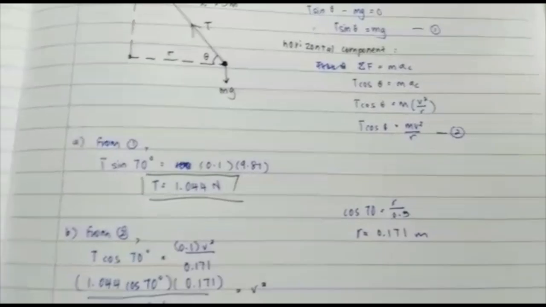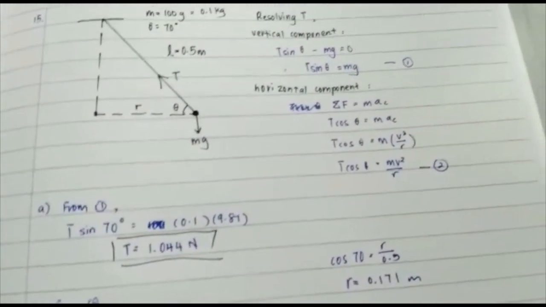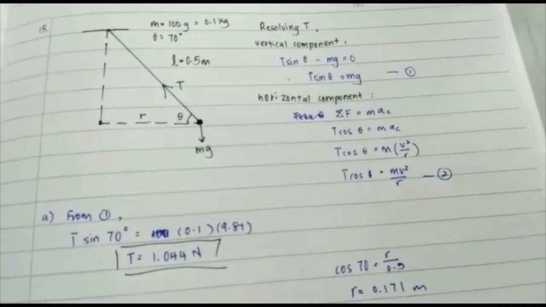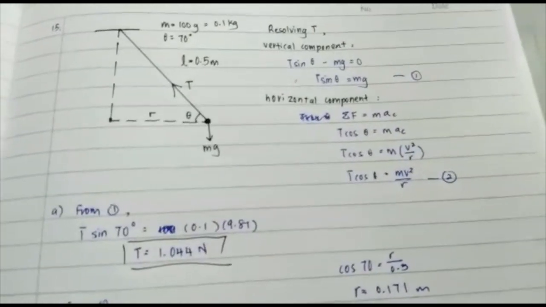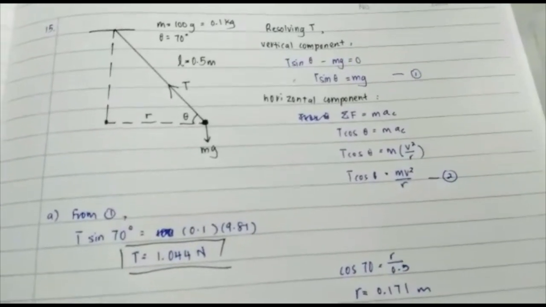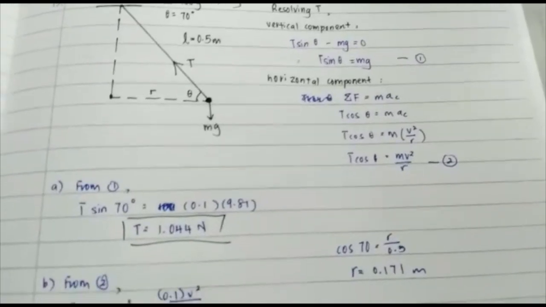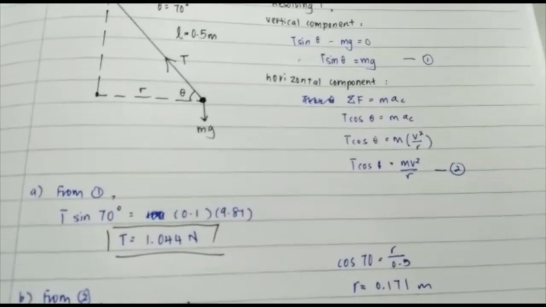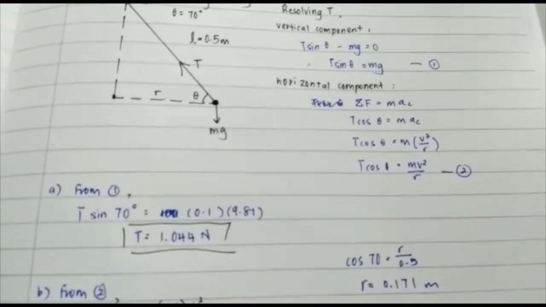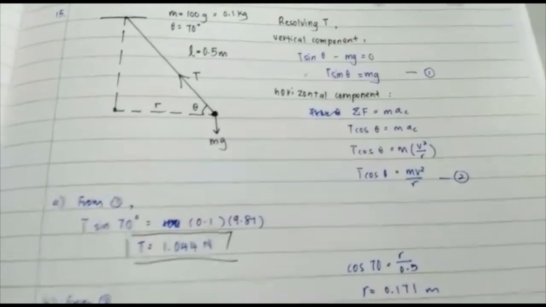Alright, let's look at question A. The tension in the string. We need to find the tension. So I use the vertical component because we already have all the information. If we use horizontal, we don't have V squared, we don't have R yet. So simply use equation 1, T sin theta equals to 0.1 times 9.81, which is mg. Alright, so tension equals to 1.044 Newton.